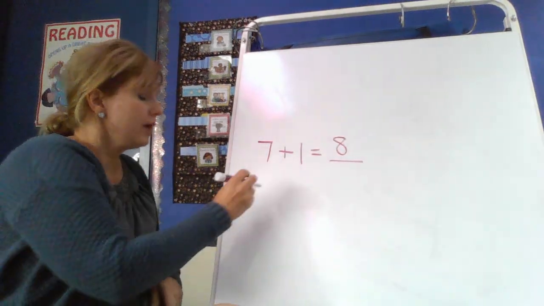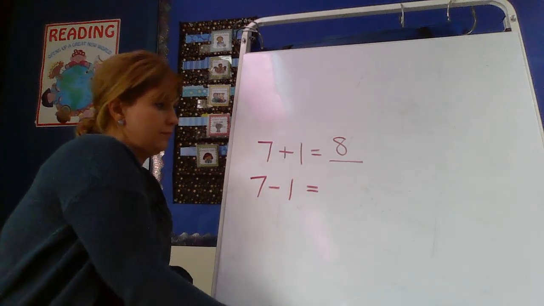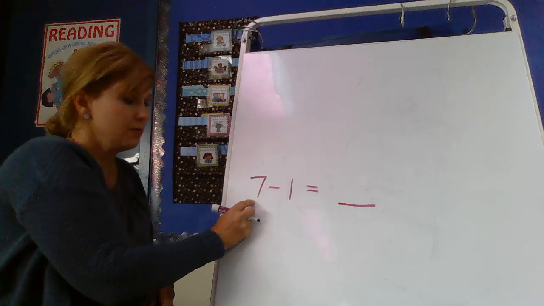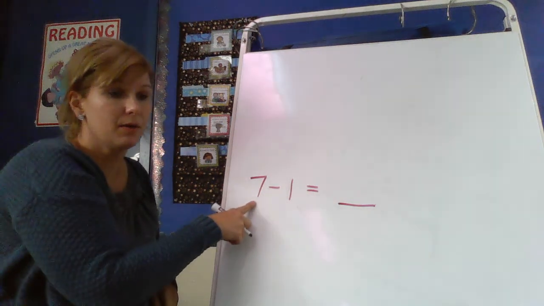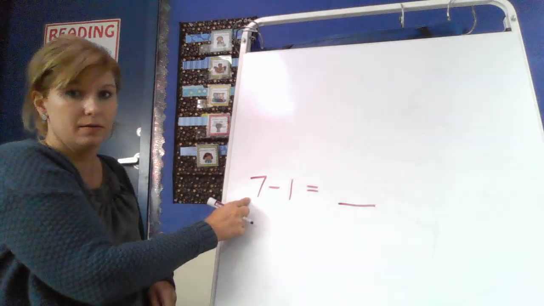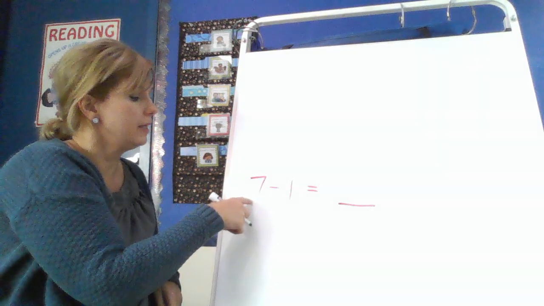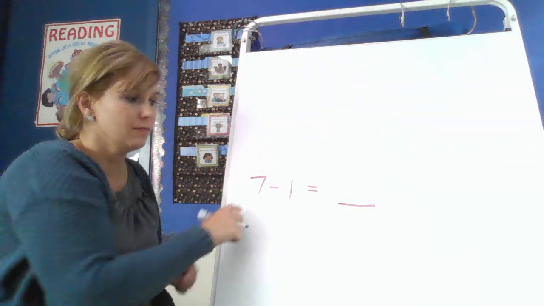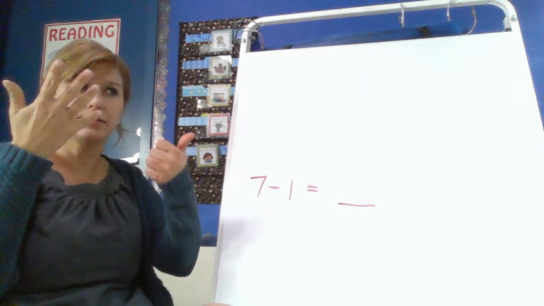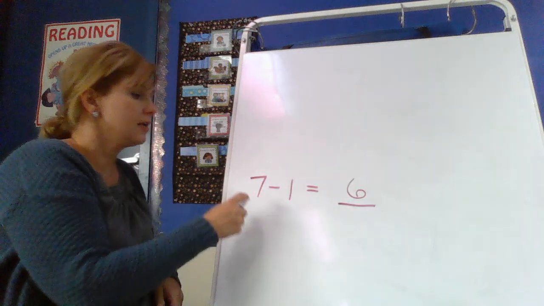When we change this and turn it into subtraction, we're taking 1 from this original amount. So this number is going to get smaller by 1. And the answer is going to be the number that comes before the 7. So what number comes before 7? Or is 1 number less than 7? Let's see if we count. 1, 2, 3, 4, 5, 6, 7. It's 6.